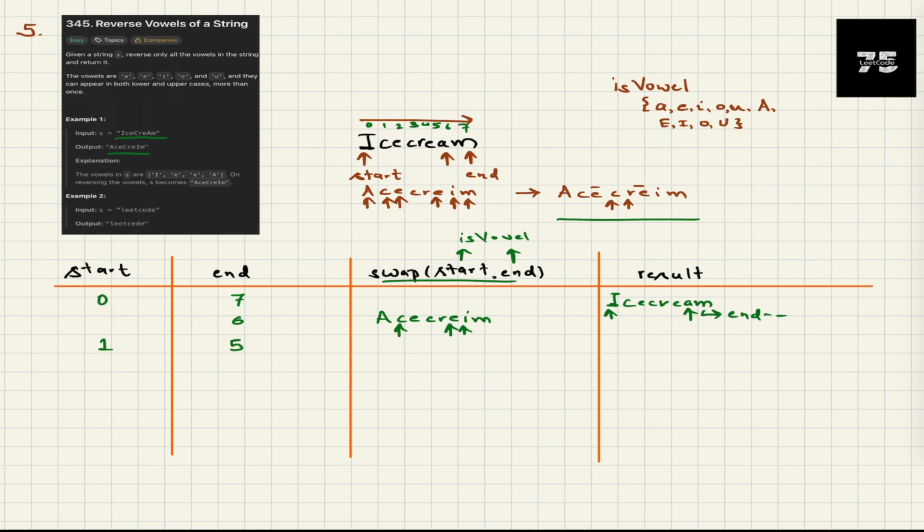Now my start is here, so this C, is it a vowel? No, it is not. I'm gonna do start plus plus, it will become 2. My end remains same because my end was a vowel, so my start will come here. Now since both of them are vowels, we are gonna swap them, so it will become A C E C R E I M. Let me just write that result at the current stage.